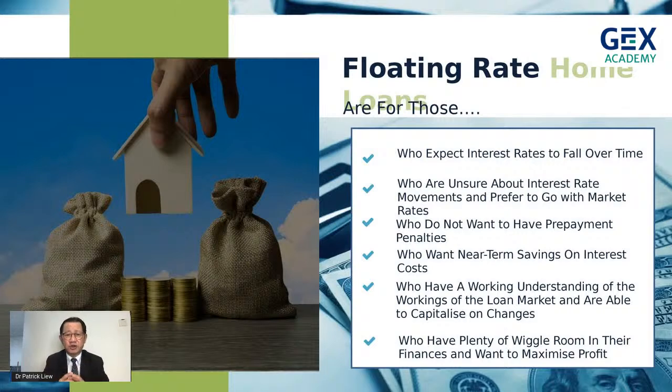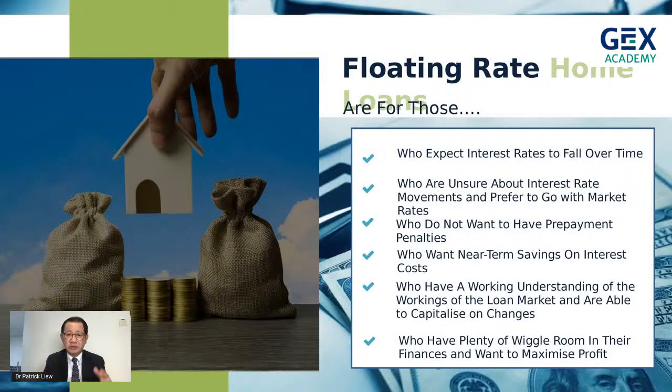or some protection of their borrowing, and they're willing to go in market rates. Floating rate is also for people who do not want to have prepayment penalties. They don't want to switch from one rate to another rate and then end up having to pay penalties for it. Floating rate is also for people who want near-term savings on interest costs, and also for people who have a working understanding of the workings of the loan market and are able to capitalize on changes.